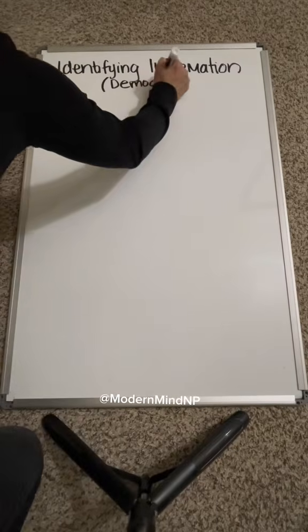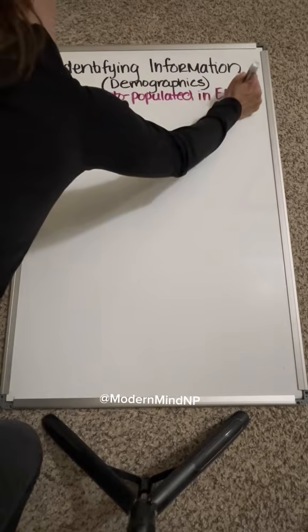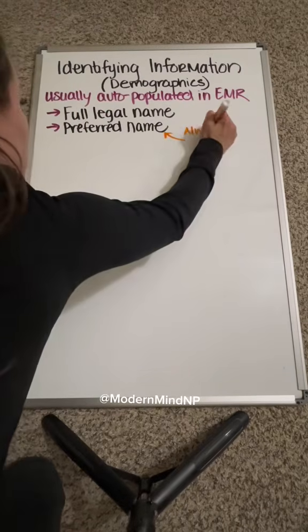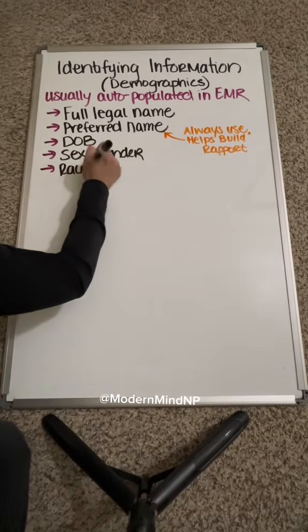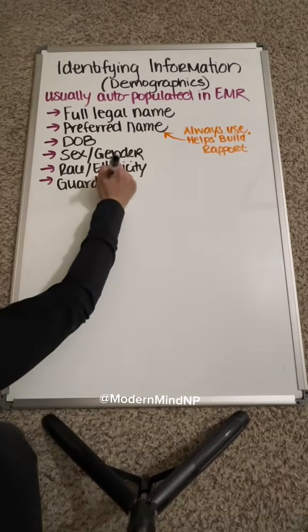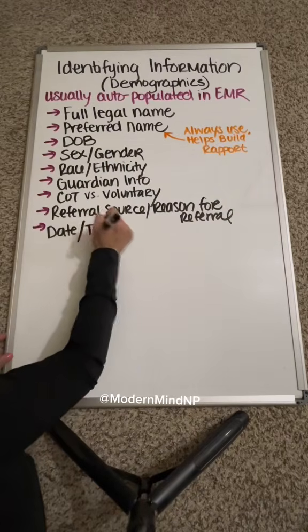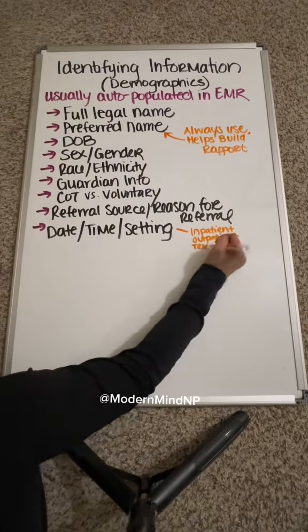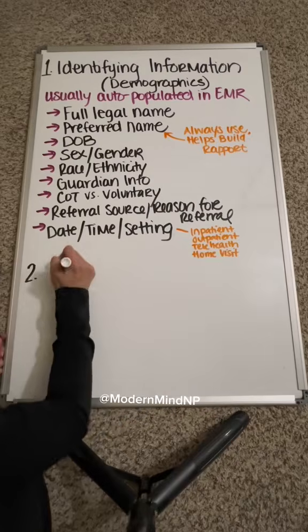Whatever EMR system you're using should have the patient's identifying information already pretty much auto-populated. So this is their demographics: full legal name, their preferred name, and I always try to call them by whatever they prefer, because it never hurts to just call somebody what they want to be called. Date of birth, sex, gender, race, ethnicity, any guardian information, court-ordered versus voluntary, referral sources, reason for referral, and then your date, time, and the setting that you're currently in while you're doing the evaluation. So if it's inpatient, outpatient.